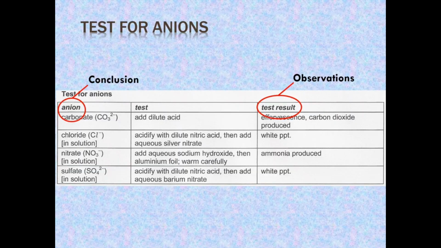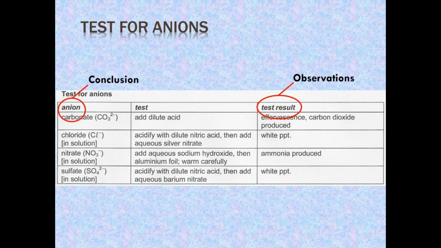Now, just for anions, this is a summary. If you want to test for carbonate, you add dilute acid. If that gives you an effervescence, just know that carbon dioxide is produced and it has carbonate in it. If you want to test for chloride ions, acidify it with dilute nitric acid, then add aqueous silver nitrate. If it forms a white precipitate, just know that the solution contains chloride ions.